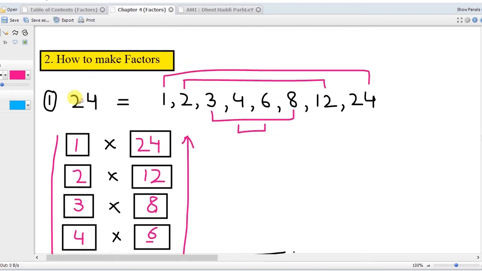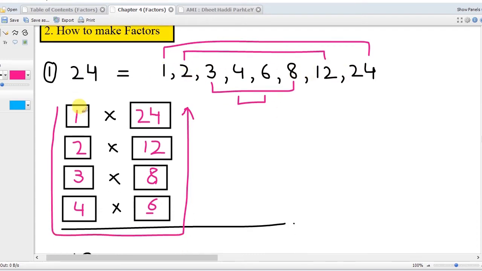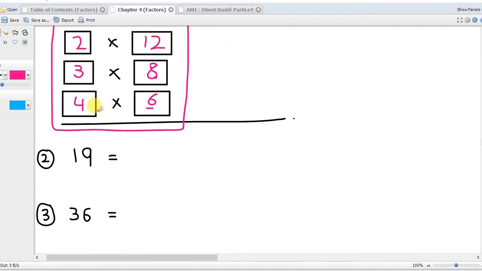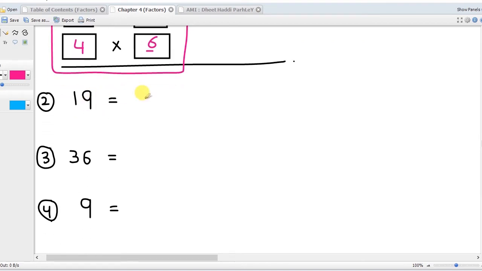So the factors of this number 24 are: 1, 2, 3, 4, 6, 8, 12 and 24. These all are the factors of number 24, right? 8 factors.